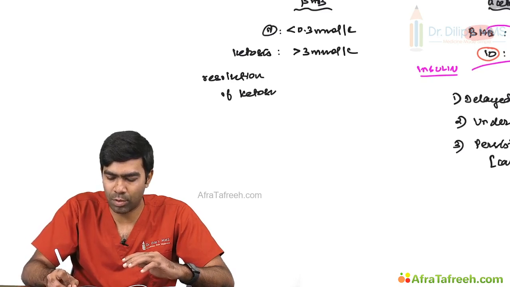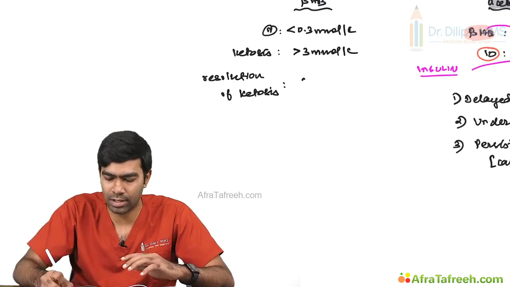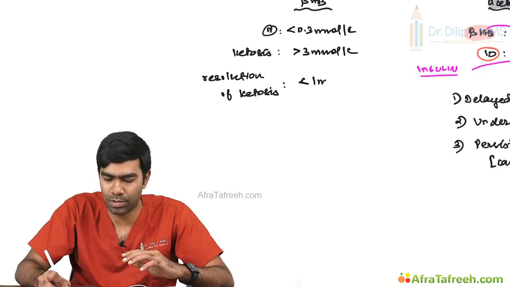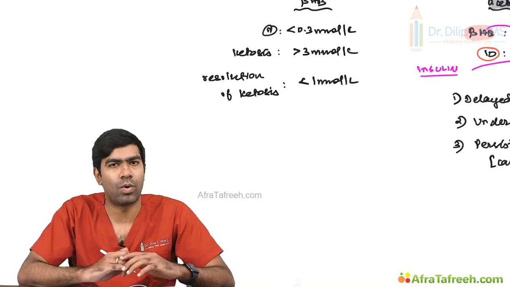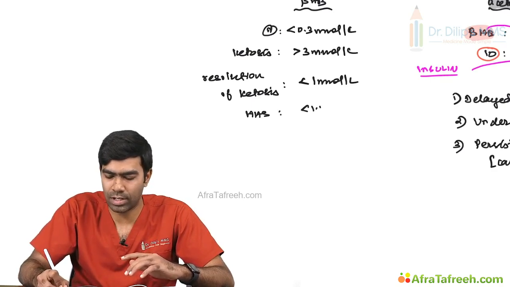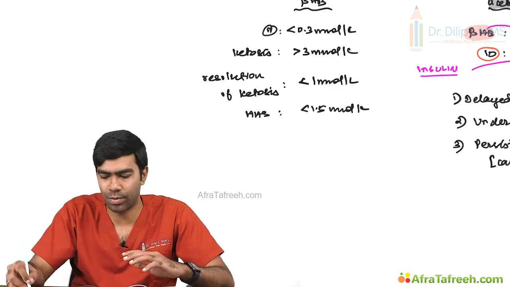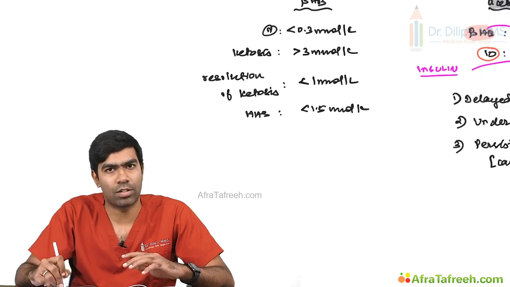In the setting of resolution, so if you want to tell that the ketosis has resolved, which means a very important ketotic condition is DKA. So if you want to tell there is a resolution of DKA, the beta-hydroxybutyrate should come to less than 1 millimoles per liter. For HHS, the cutoff is different. It is less than 1.5 millimoles per liter. So these are the numbers that you have to know with regards to beta-hydroxybutyrate levels.